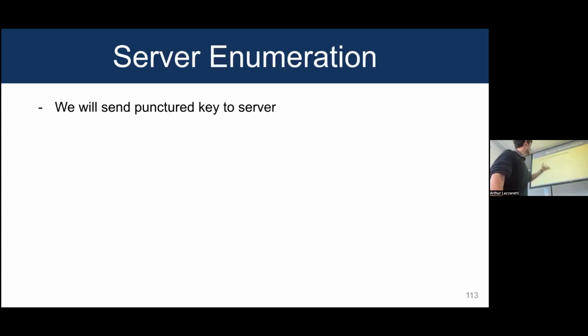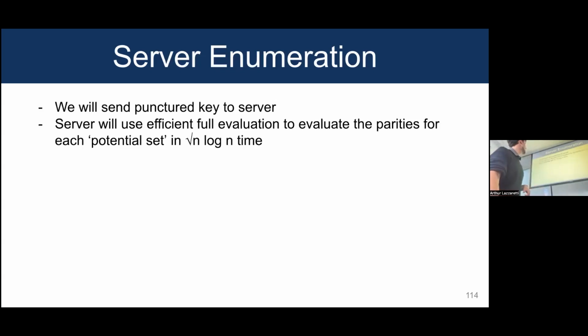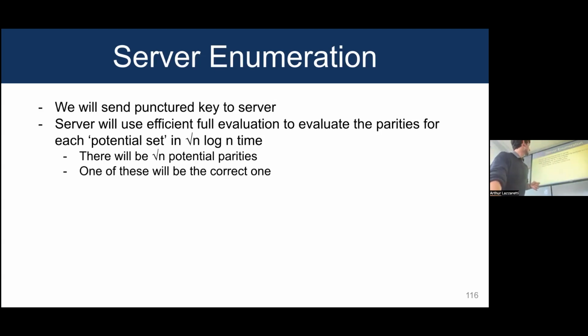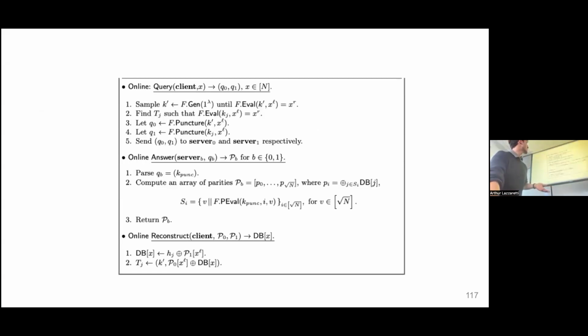Okay. So we send the punctured key to the server. How does it enumerate the set? We use our property of efficient full evaluation, and the server can evaluate every guess of an index. Basically, it computes a parity of square root of n different sets, one for each guess. And because of our efficient evaluation, it does this in square root of n log n time. Out of all these parities it computes, one of them is the one we're interested in.